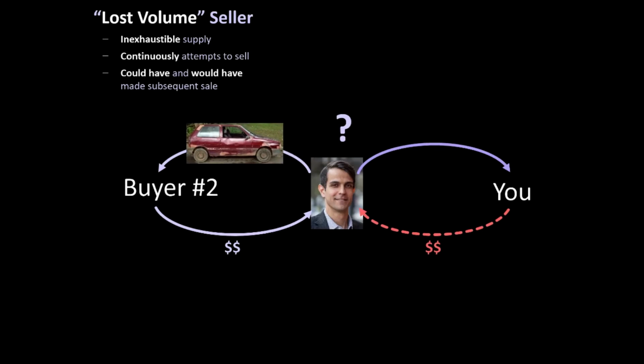Unlike a lost volume seller, I only have one old car to sell. Therefore, unlike a lost volume seller, I could not have benefited from both sales. I can only sell my old car once. Stated differently, if you had not breached your obligation to buy, I could not have engaged in the resale. Your breach is what made my resale possible.